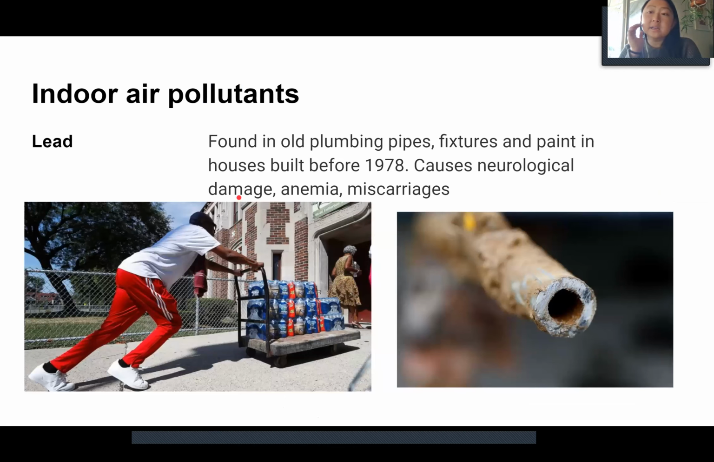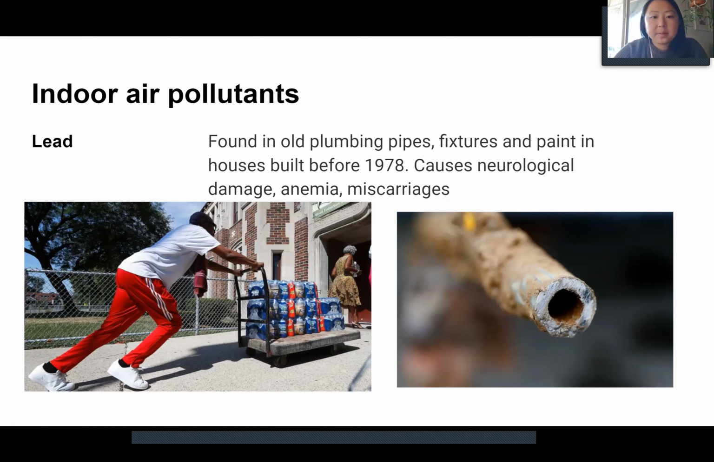Okay, so another one is lead. Lead is one of those materials that's outdated that we no longer use, but we used it in fairly recent history, so it still lingers in certain parts of our infrastructure. It's found in old plumbing pipes, fixtures, and paint in houses built before 1978. I think the apartment I lived in was built before 1978. So technically, all houses should have been checked by now for lead. It causes neurological damage, anemia, which is a red blood cell disorder, and also miscarriages and all sorts of other symptoms.